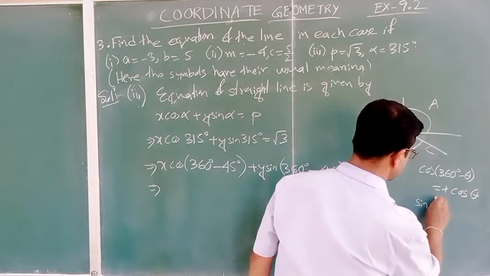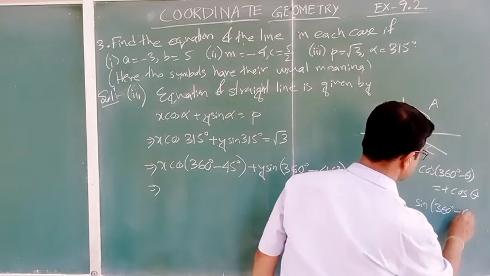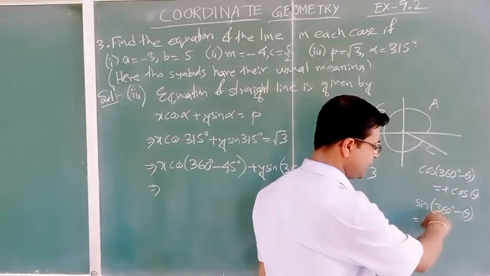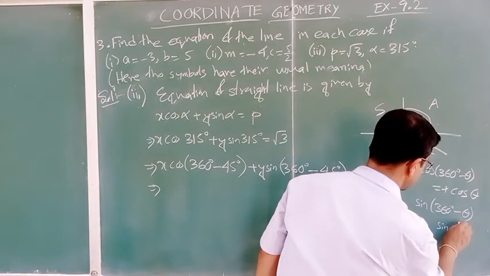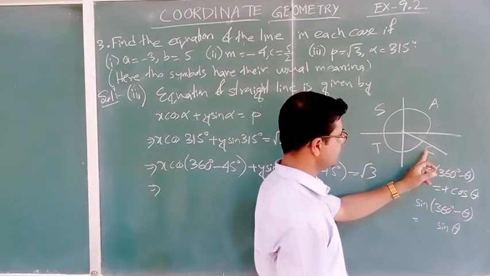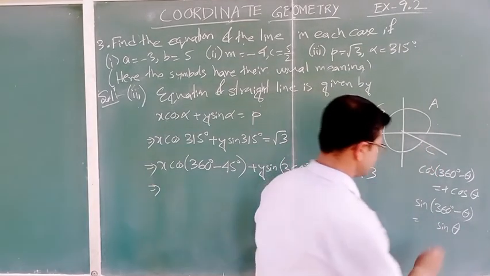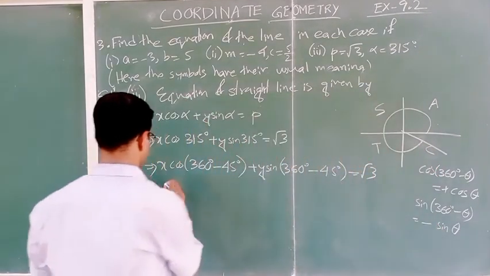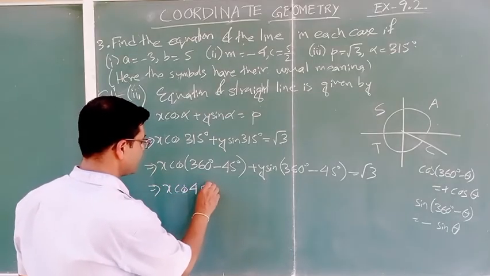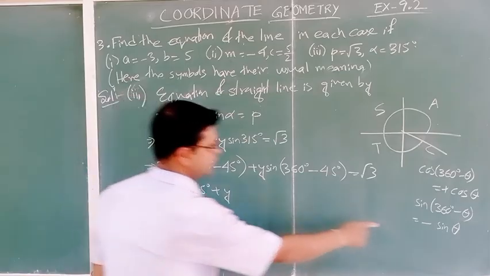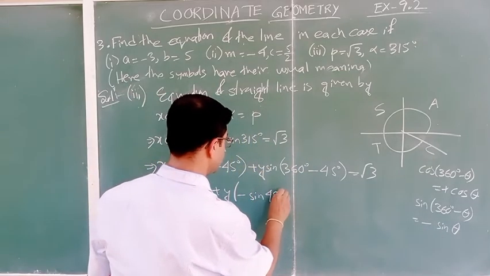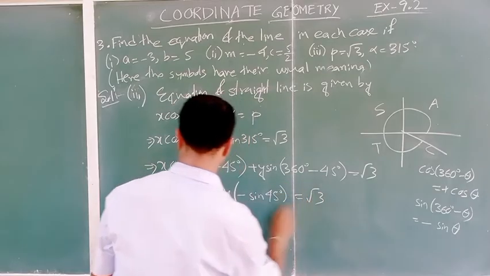But what about sine? 360 minus theta. This is in terms of an even multiple of 90, so sine will remain as sine. But in the fourth quadrant, cos is positive and sine is negative, so this is minus sine theta. So x cos 45 degree, y due to this is minus sine 45 degree is equal to √3.